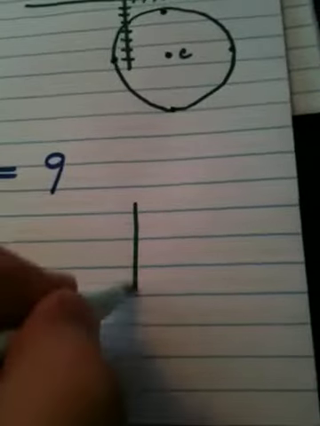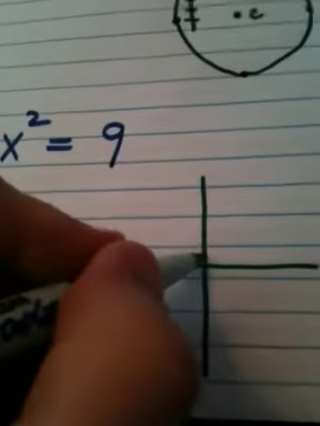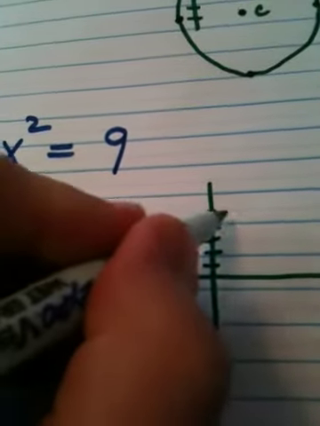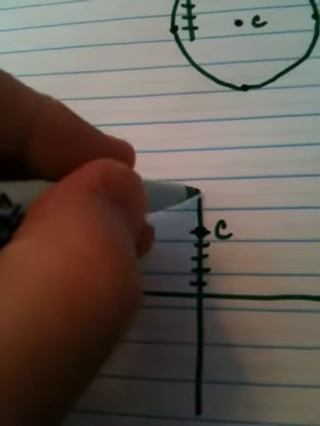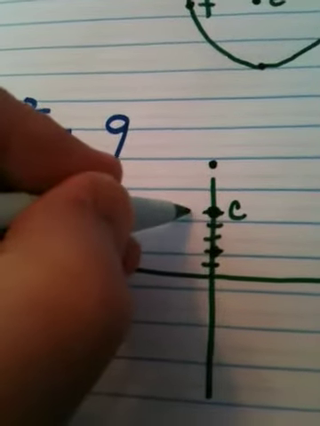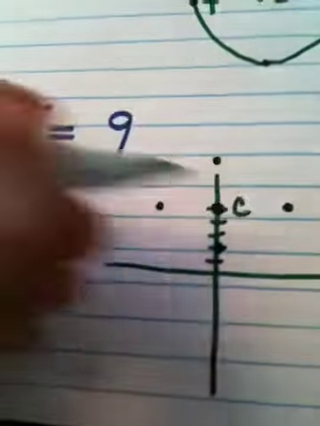All right, so let's come over here. The center of my circle is (0, 5). Put a dot. That's my center. And now I count out 3 in all compass directions. Up 3. Down 3, left 3, right 3.